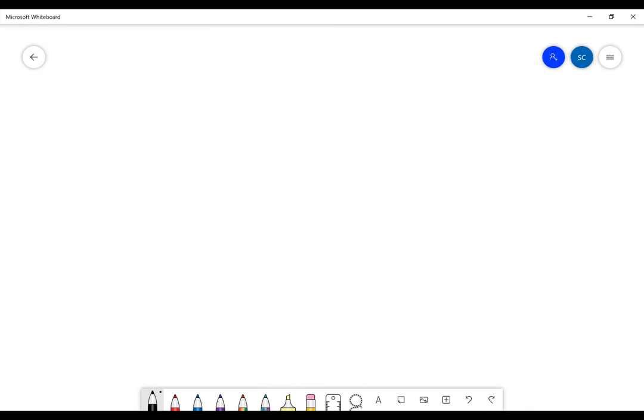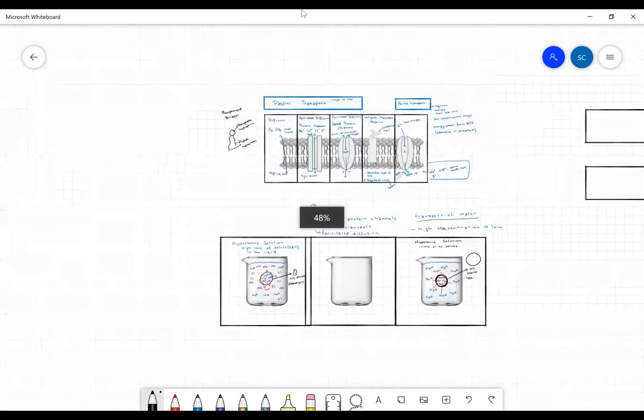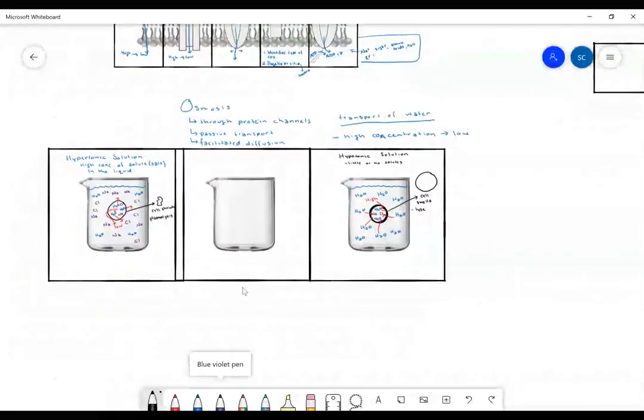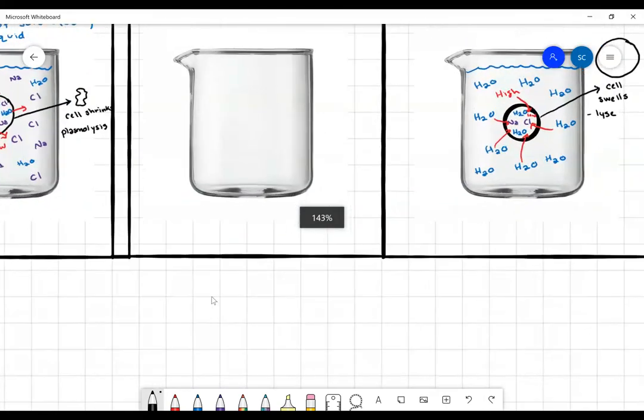Oh no! Scroll down here. Come on. Always gotta have one lapse of technology.